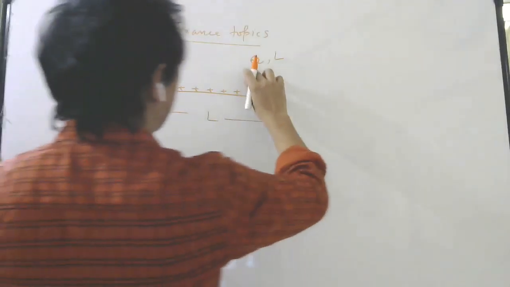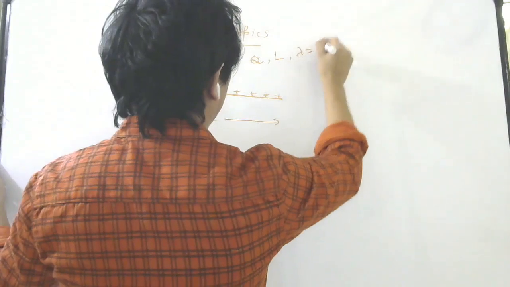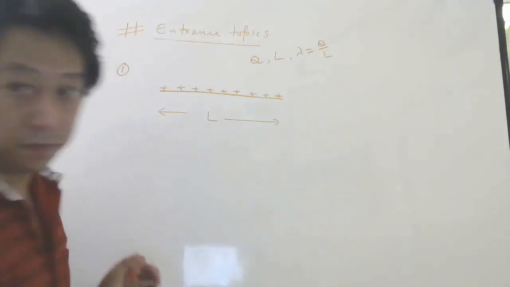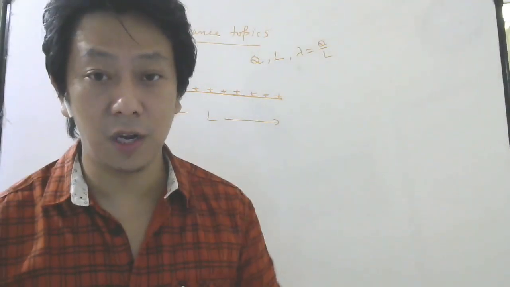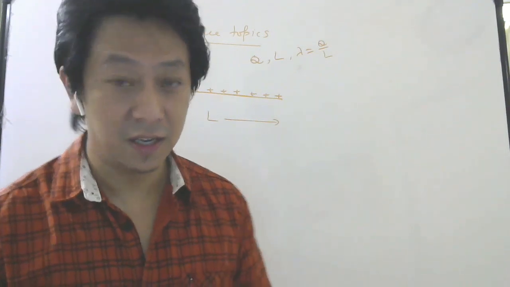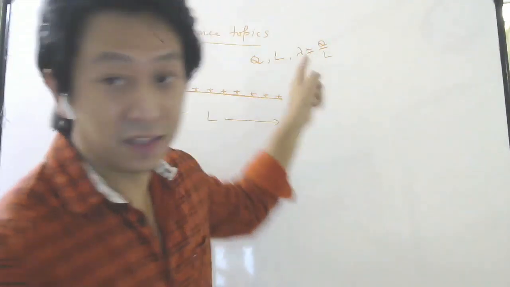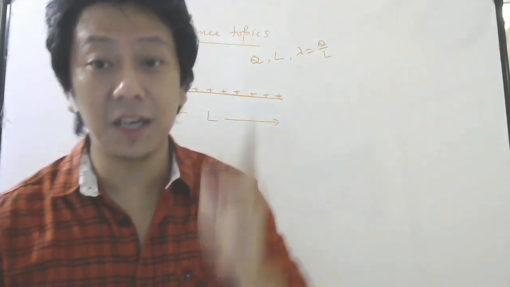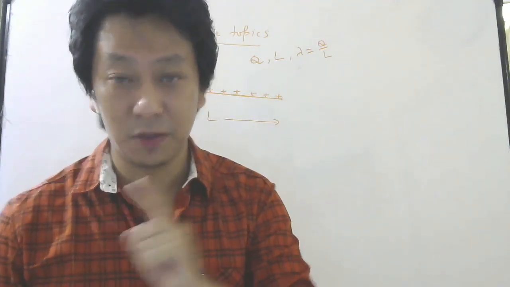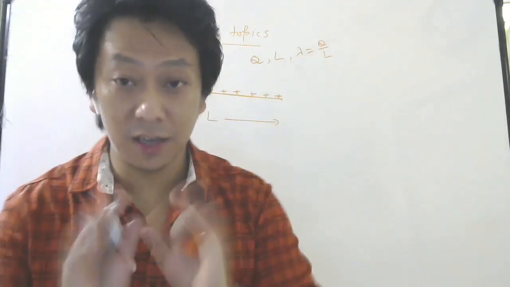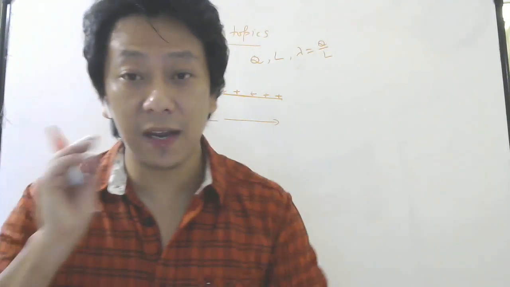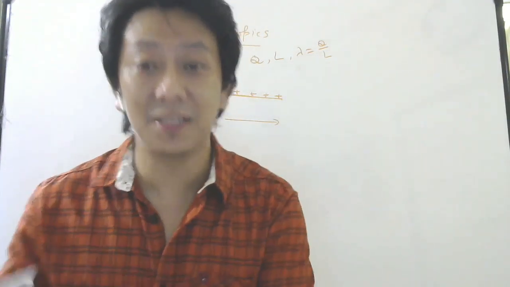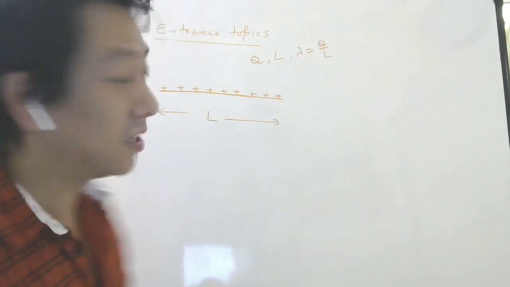And if you divide capital Q by capital L, that is called lambda. Just like if you divide mass by volume, what do you call it? Density. Similarly, if you divide charge by length, it is lambda. So we call it linear charge density, because we are dividing charge by length, not mass. If you divide mass by length, what do you call it? Linear mass density. This is linear charge density.